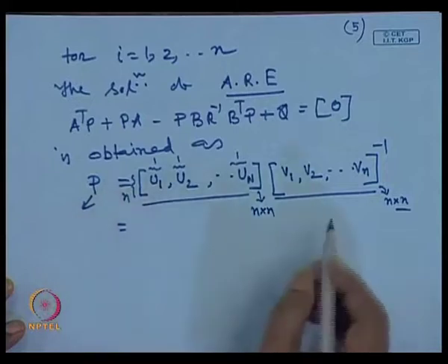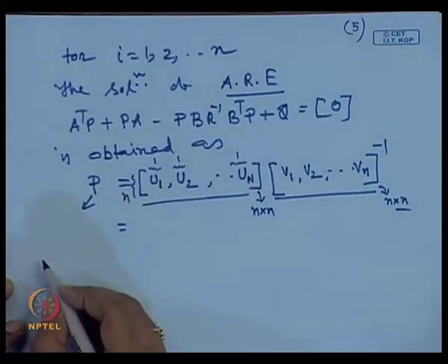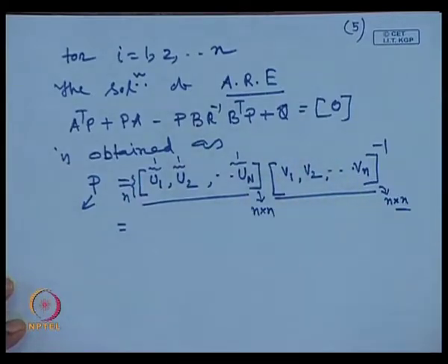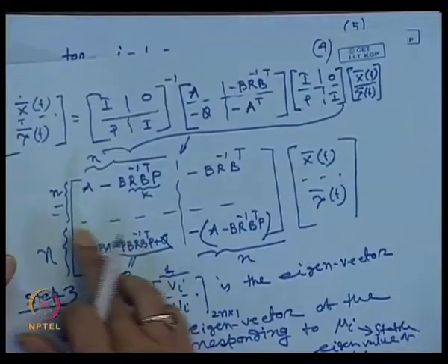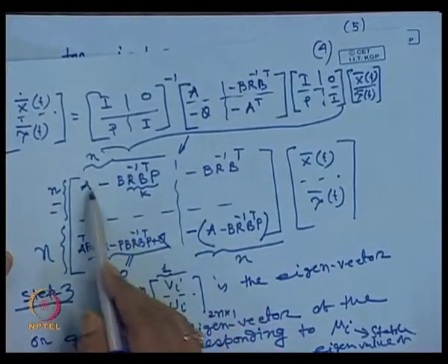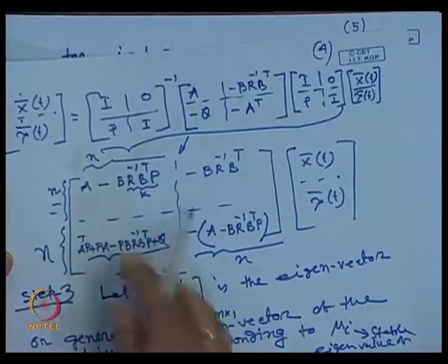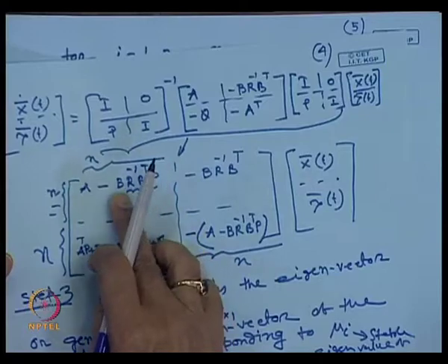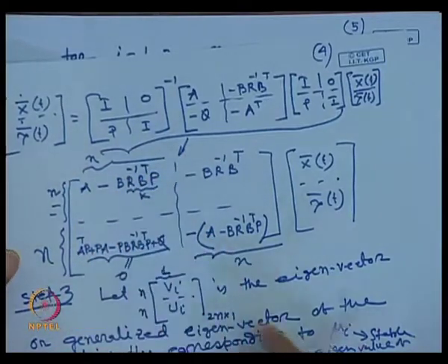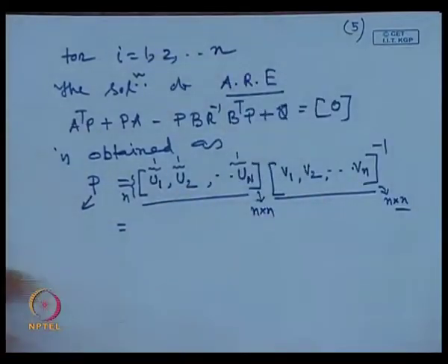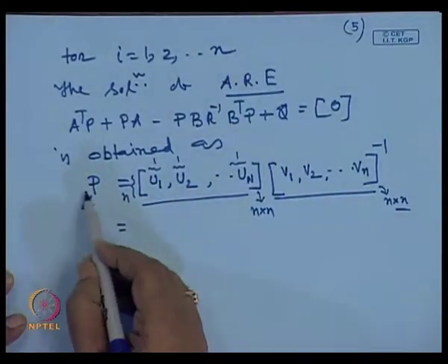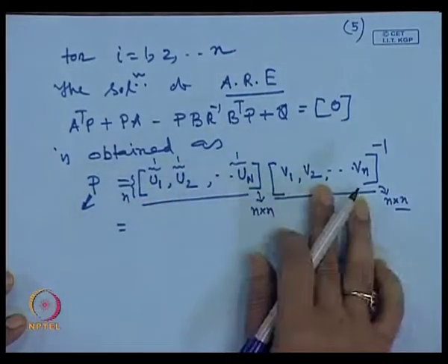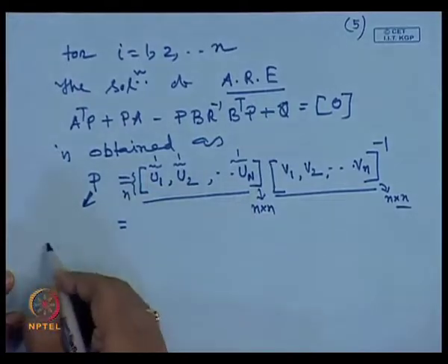So, let us see the proof of this one. So, these are the eigenvectors. What can you write for this one? If you see, this is the closed loop system matrix, A minus B R inverse B transpose P is the closed loop system matrix. So, this way you can solve this one. So, let us prove how we are getting this expression. So, proof.